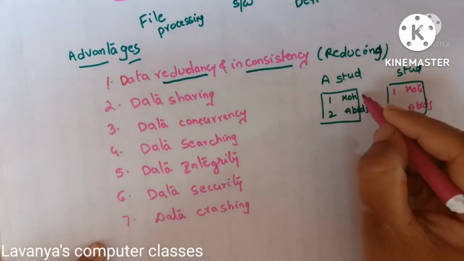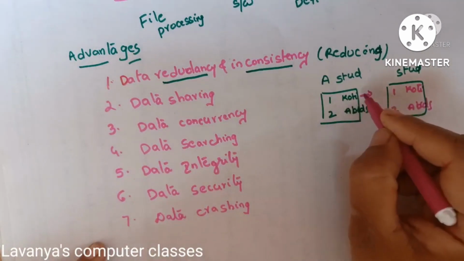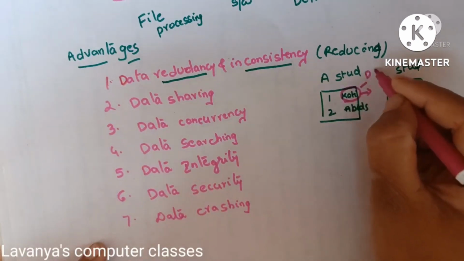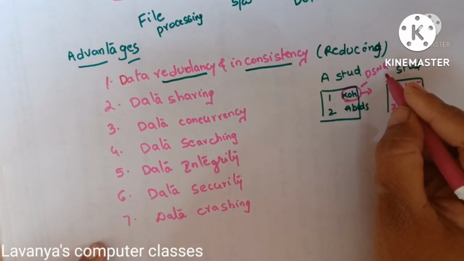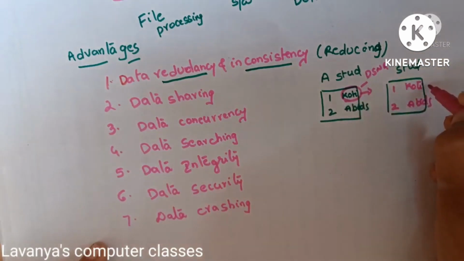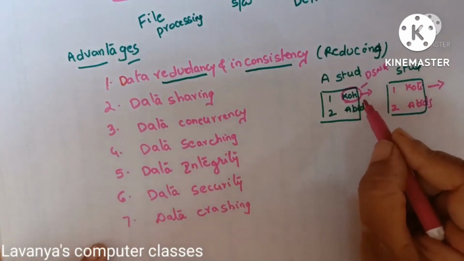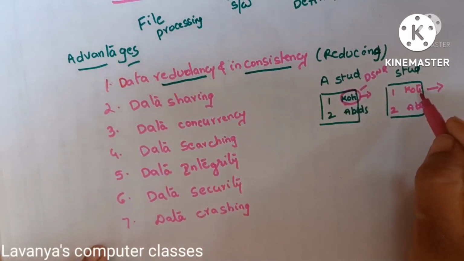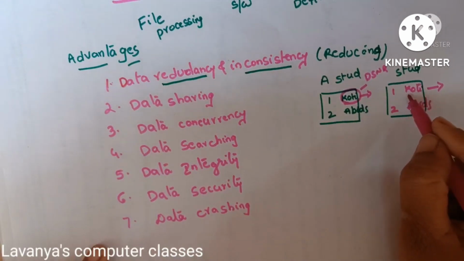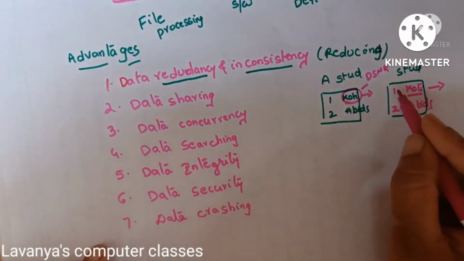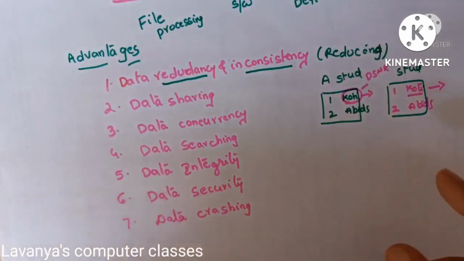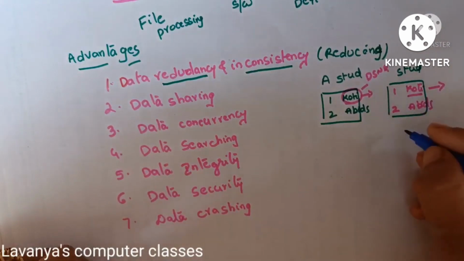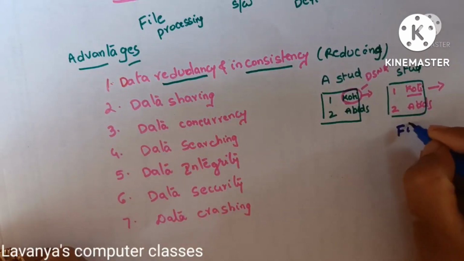Suppose the first student comes and says, "My address is changed, ma'am, from Koti to Dilshuk Nagar." That change is applied in the first file but not in the second file. So according to the first file, the address of the first student is Dilshuk Nagar. But in the second table, the address of the first student is Koti. That means data is mismatched. Data is not in consistent form.